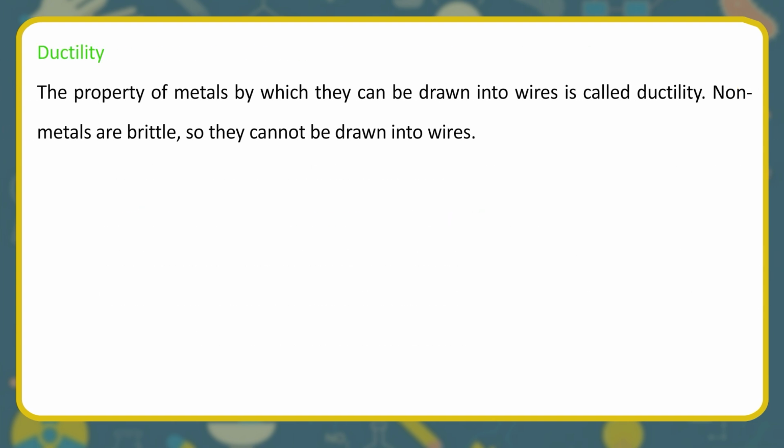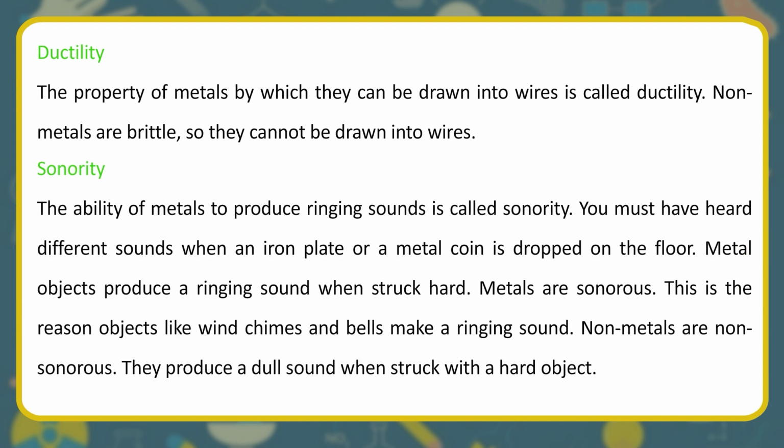Ductility. The property of metals by which they can be drawn into wires is called ductility. Non-metals are brittle, so they cannot be drawn into wires. Sonority. The ability of metals to produce ringing sounds is called sonority. You must have heard different sounds when an iron plate or a metal coin is dropped on the floor. Metal objects produce a ringing sound when struck hard. Metals are sonorous. This is the reason objects like wind chimes and bells make a ringing sound. Non-metals are non-sonorous. They produce a dull sound when struck with a hard object.